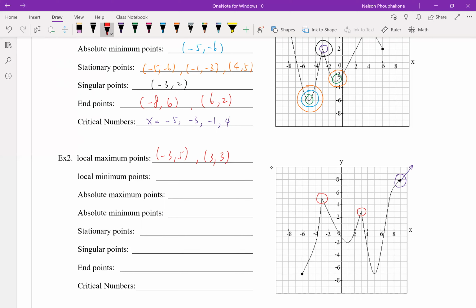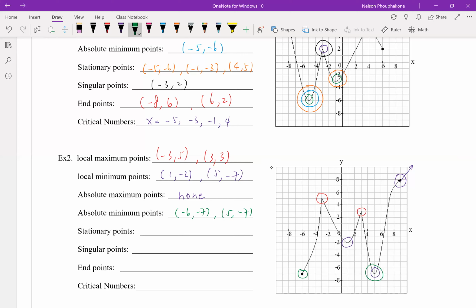And then my local minimum is 2 points, right here. So I will have (1, -2) and (5, -7). And then now my absolute maximum. In this case right here, we do not have any absolute maximum point. Okay. And then my absolute minimum, we have 2 of them. So the absolute minimum points will be (-6, -7) and (5, -7).